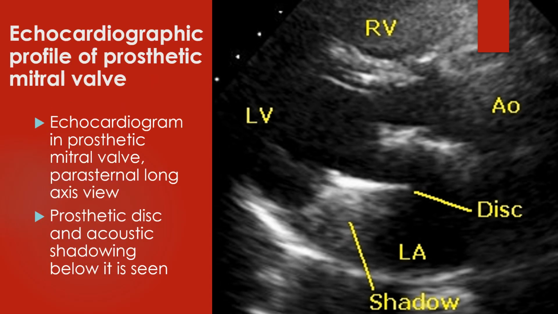Usually we start imaging from the parasternal long axis view, which is called PLAX in short form. In this view, we can see the outflow region of the right ventricle and basal part of the left ventricle with interventricular septum in between.